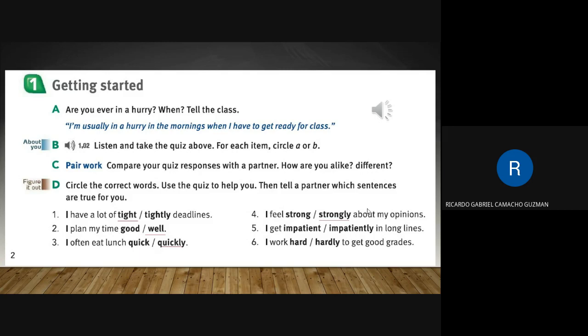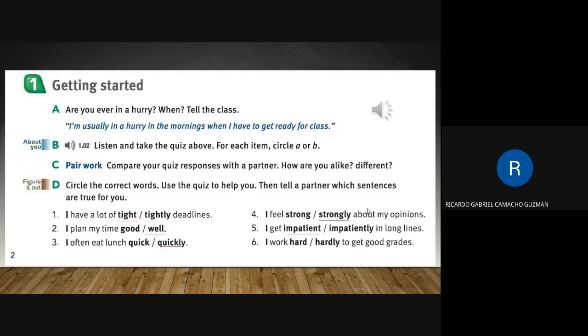What about the next one? I get impatient or I get impatiently in long lines. I get impatient in long lines. Okay. ¿Qué sucede con la expresión get? De igual forma, es algo similar a lo de feel. Estamos hablando acerca de la condición. ¿Cómo estamos? Es como si estuviéramos utilizando verbo to be.